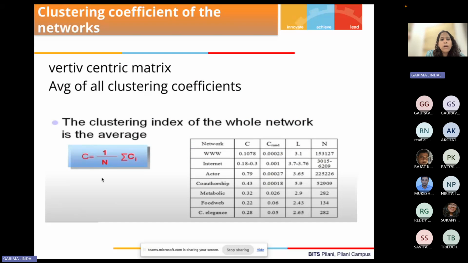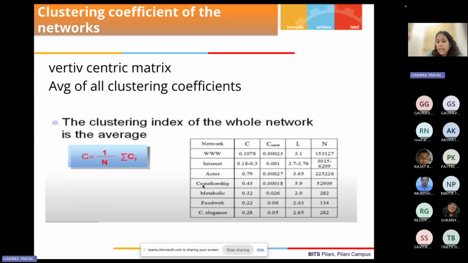Okay, so now we have already studied that clustering coefficient is a vertex-centric metric, and we can calculate the clustering coefficient for the entire network. So how will you calculate the clustering coefficient of the entire network? You will take the average of the clustering coefficients of each and every node. So you calculate the clustering coefficient for all the nodes and then find the average of this. This becomes the clustering coefficient of the network.